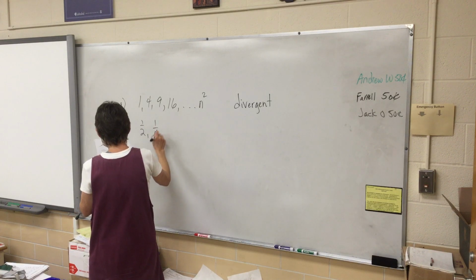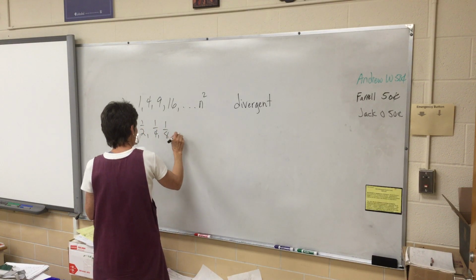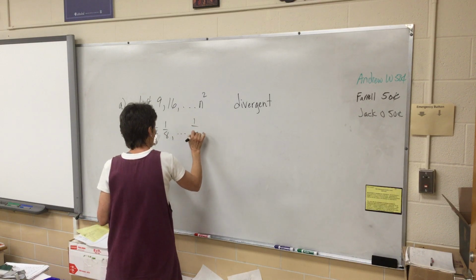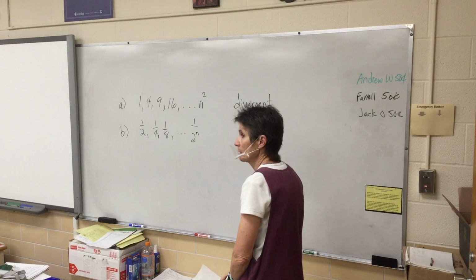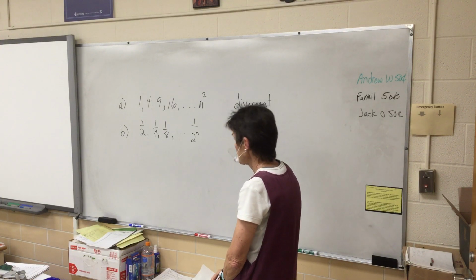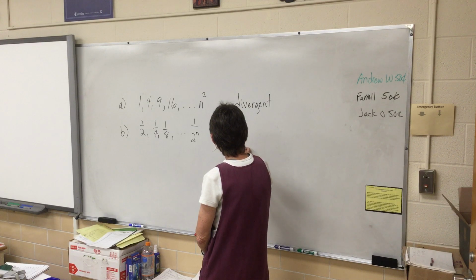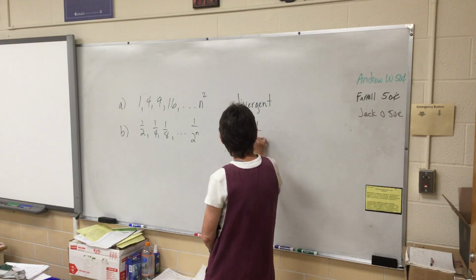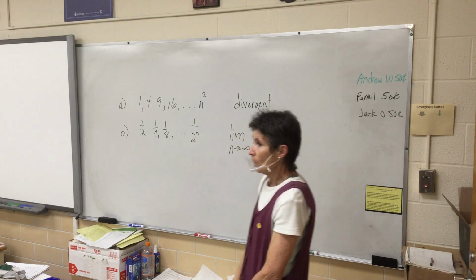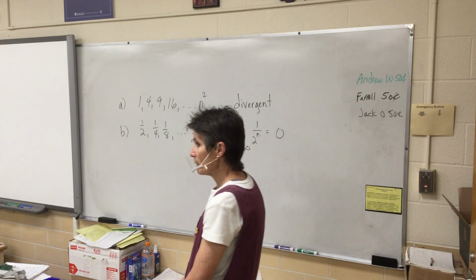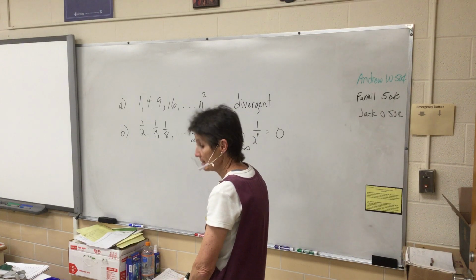It is definitely convergent. And what would you say the limit is? What's happening to those terms? Where are they heading? To 0. These are going to 0. So the limit as n approaches infinity of 1 over 2 to the n is 0. 1 over 2, 1 over 4, 1 over 8, 1 over 16, 1 over 32, they just keep getting smaller and smaller.